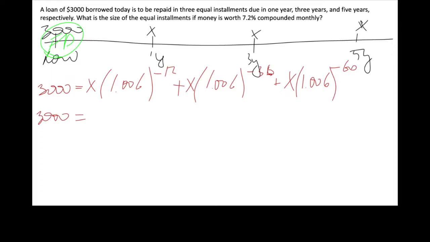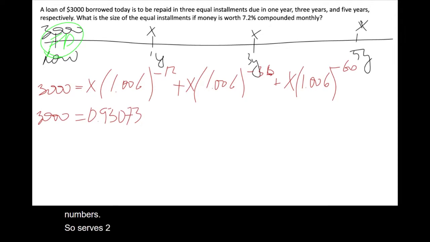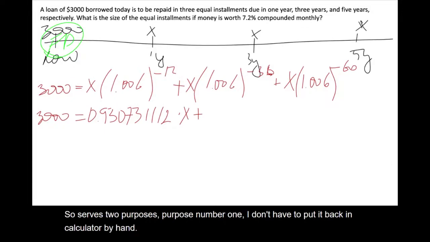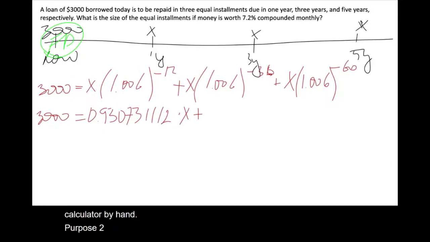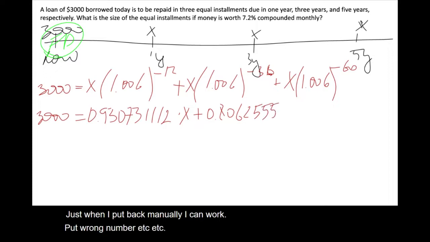Okay, so 12 negative 1. Again, I use the calculator's memory to memorize those numbers. It serves two purposes. Purpose number 1, I don't have to put it back in the calculator by hand. Purpose number 2, it reduces the risk of mistake, because when I put it back manually, I can put in a wrong number, etc., etc. And it takes time.